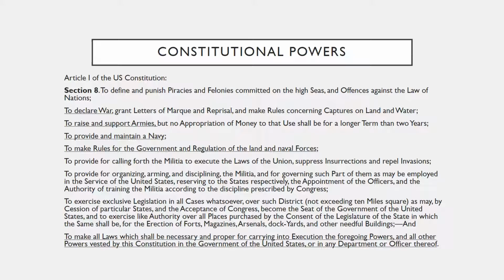The president is the commander-in-chief and has that supreme control of the military, but it is in Congress's power to declare war and also to pay for wars. To raise and support the armies, well, that has to do with their budgetary powers. To provide the Navy, to make rules for government and regulations of the land and naval forces. This is lawmaking power over the military. Also to provide calling forth a militia, arming the militia, so on and so forth.